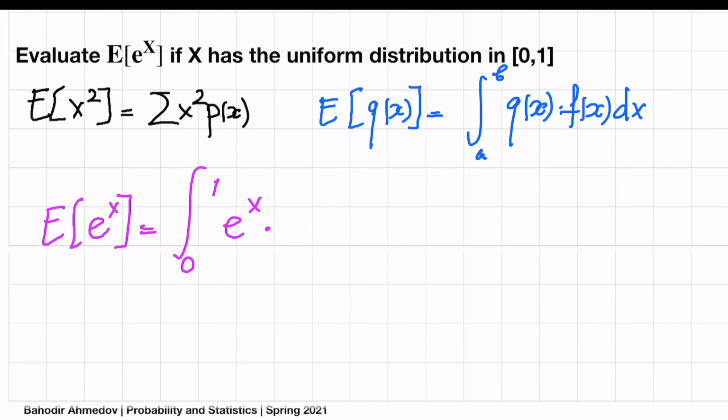It's going to be multiplied by 1 dx. The antiderivative of e to the power of x is also e to the power of x. We have to integrate this from 0 to 1, and this is going to be equal to e minus 1. Well, that is how we can find the expected value of e to the power of x very easily. Well, we can do this a little bit more difficultly.